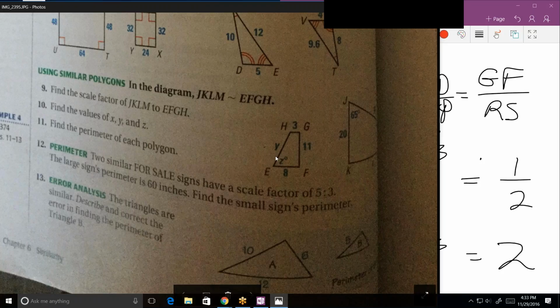How do we get y? Give me a second to write that down. Y is corresponding to 30. So let's divide 30 by 5 and we get 6. So 2 times 6 is 12. So y has to be 12.